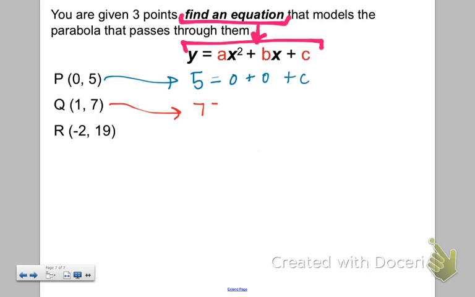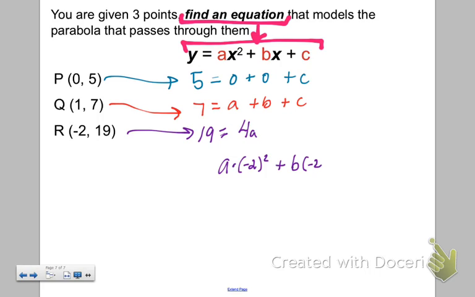So next I'm going to plug in the second point, so I plug in 7 for y and 1 for x. So 1 squared is 1, so a times 1 squared is just a. So I get a plus b plus c. Now I'm going to plug in 19 for y, and then I'll plug in negative 2 for x, so be careful of your signs. So a times negative 2 squared, negative 2 squared is actually a 4, so that's 4a, and then b times negative 2 is actually negative 2b, so just minus 2b plus c. So there is our system of equations.